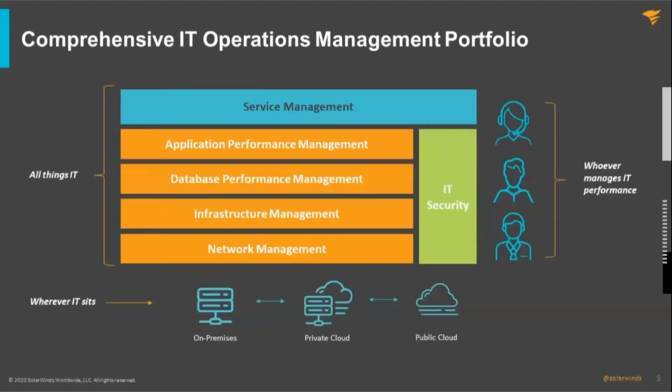So again, this is my entire slide to talk about the SolarWinds portfolio. If you're not familiar with SolarWinds, as I mentioned earlier, we've got a lot of products, over 50, maybe close to 60 different products. We break them into different pillars: the network management products, which we're very well known for, infrastructure management, database performance management, application performance management, a service management layer, and then our IT security.